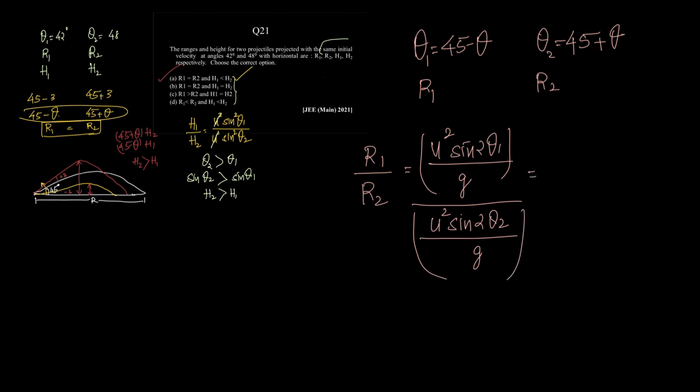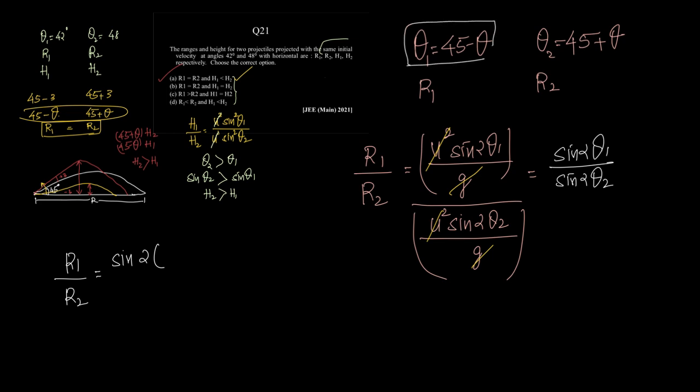Now when you divide this, g by g and u square by u square is 1. So what we have is sine 2 theta 1 by sine 2 theta 2. So R1 by R2 would be equal to sine 2 into 45 minus theta, the whole upon sine 2 into 45 plus theta, since theta 1 is 45 minus theta and theta 2 is 45 plus theta.